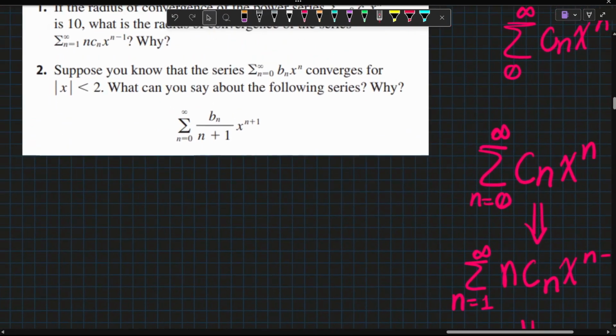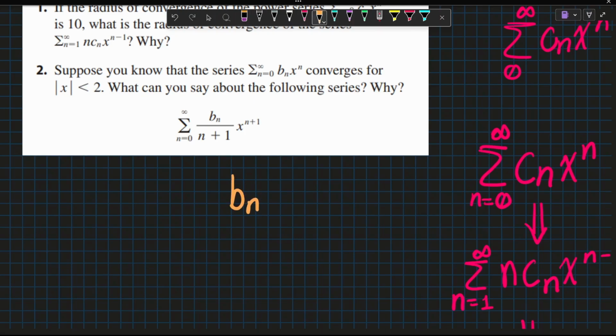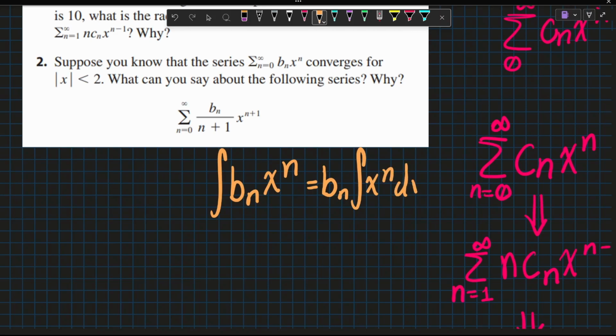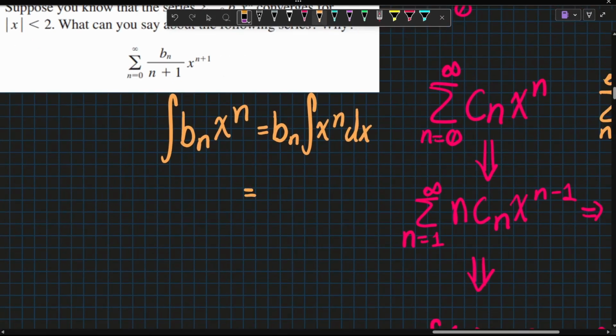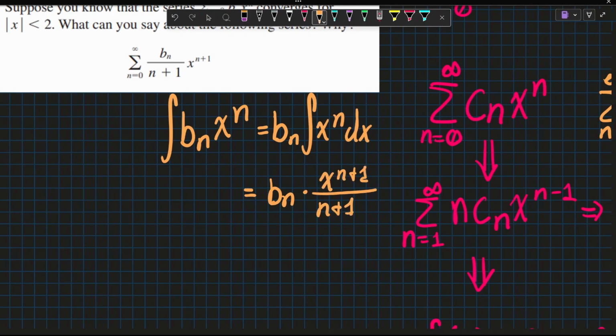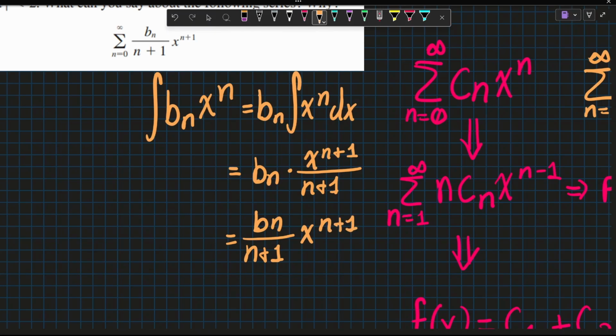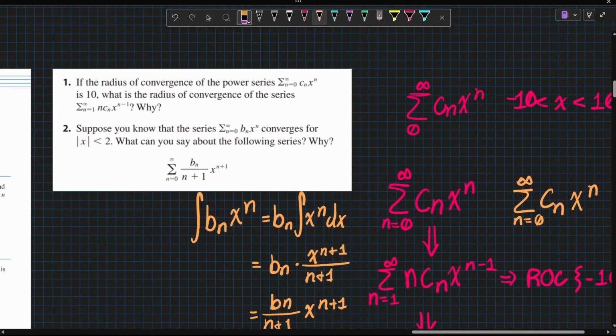And then the second question relies on the fact that you also know that the integral of a series does not change its radius of convergence. So as you can see here, b_n x^n, when you integrate it, of course b_n is a constant, so the integral of x^n dx is equal to b_n times x^(n+1) over n+1, which is the basic formula for an integral of an nth power. And then you bring out the constants, and you get this, which is the same thing as the original series.